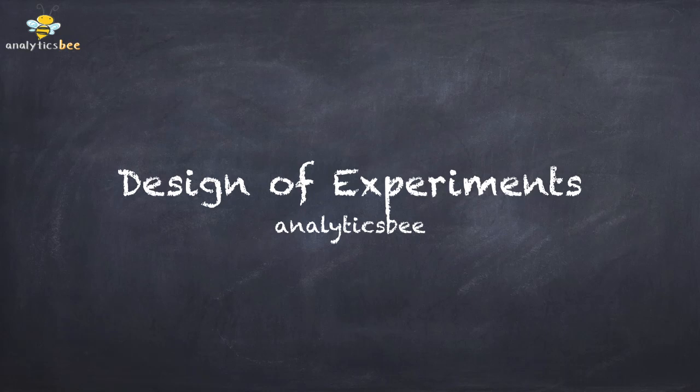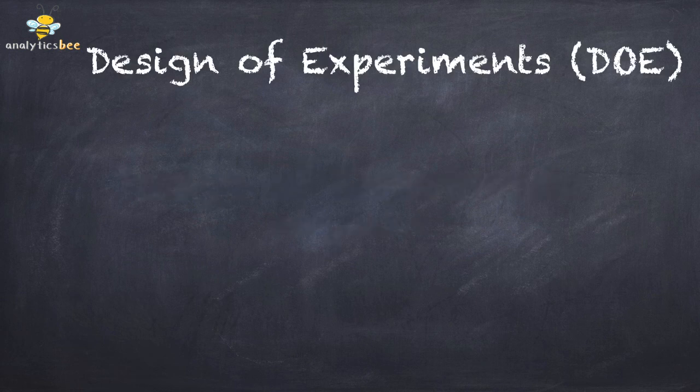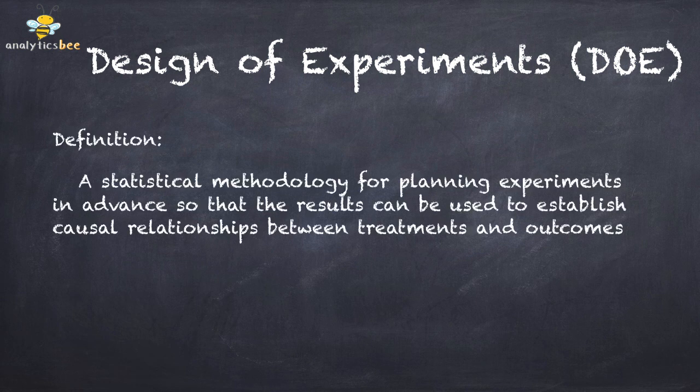In this video, we will discuss the statistical principles behind the design of experiments. Design of experiments, also known as DOE, is a statistical methodology for planning experiments in advance so that the results can be used to establish causal relationships between treatments and outcomes.